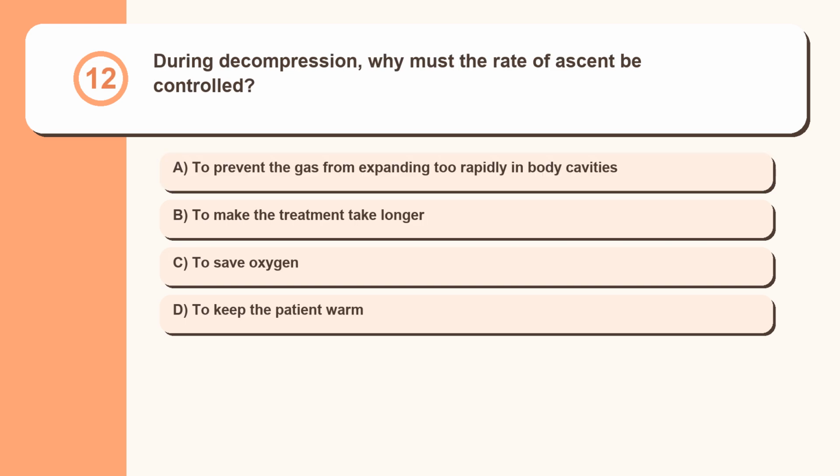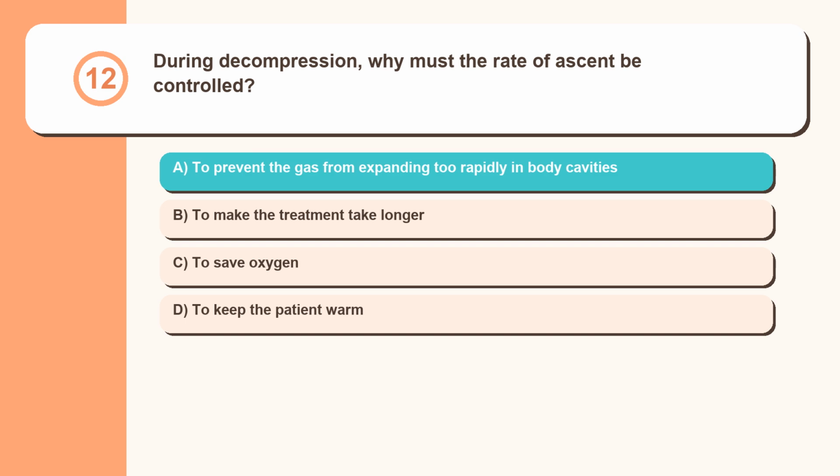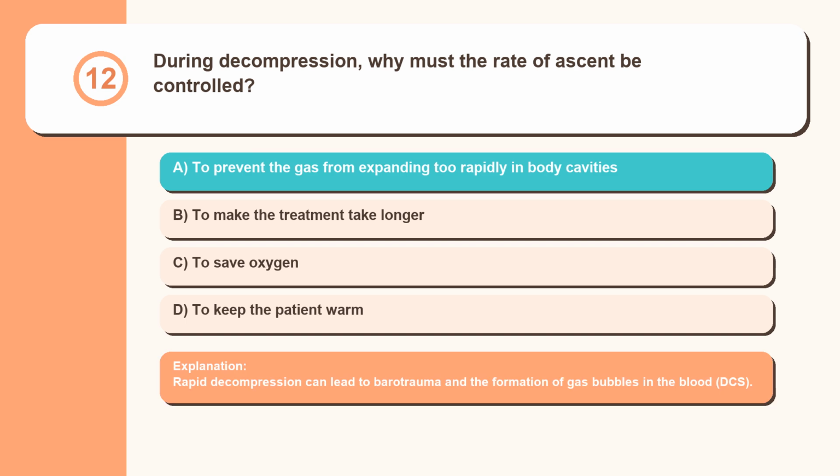Question 12. During decompression, why must the rate of ascent be controlled? To prevent the gas from expanding too rapidly in body cavities. To make the treatment take longer. To save oxygen. To keep the patient warm. Rapid decompression can lead to barotrauma and the formation of gas bubbles in the blood, DCS.